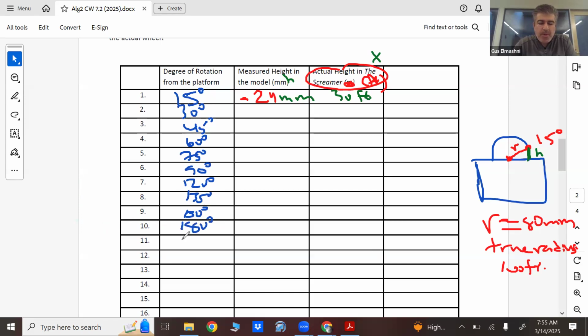Then you could probably do maybe 210, 225, 240, 270, then jump to 315 and 360. Obviously, at 180 and 360 you'll have no height, right? Because the radius is right at the box, where the box is.